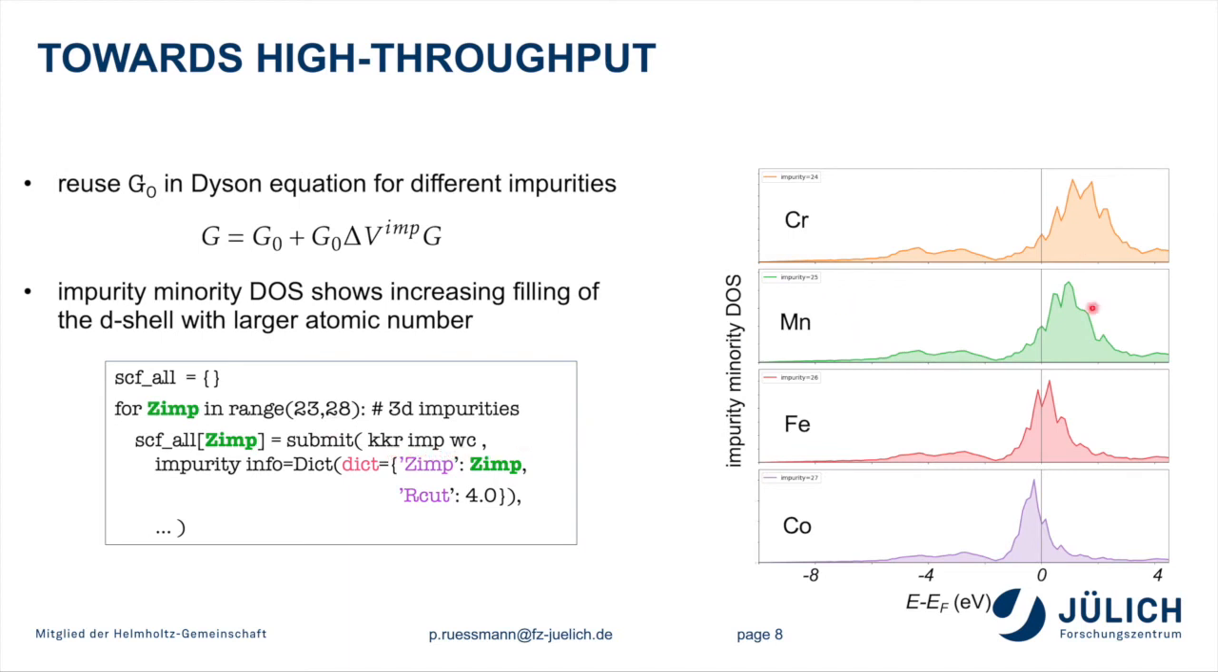Here on the right, you see then the final result, where I chose to plot the impurity minority density of states for chromium up to cobalt, where you can clearly see that going through the D series of the elements, you get an increased filling of this minority density of states. So here you see this line of the Fermi level goes through this peak in the minority density of states.